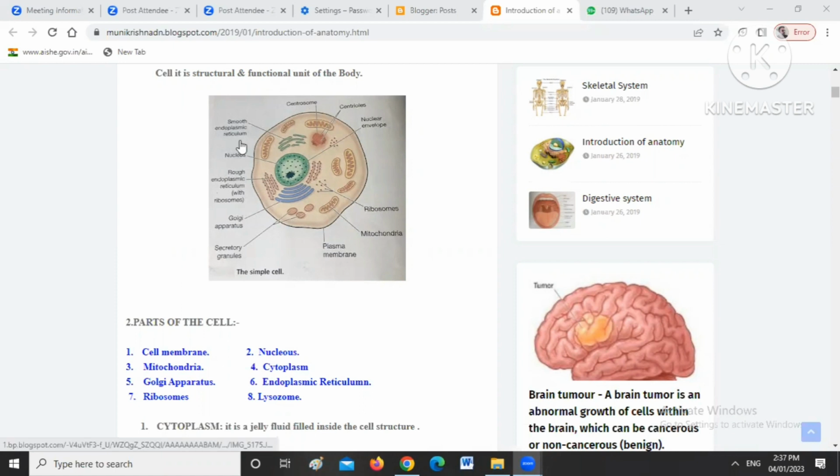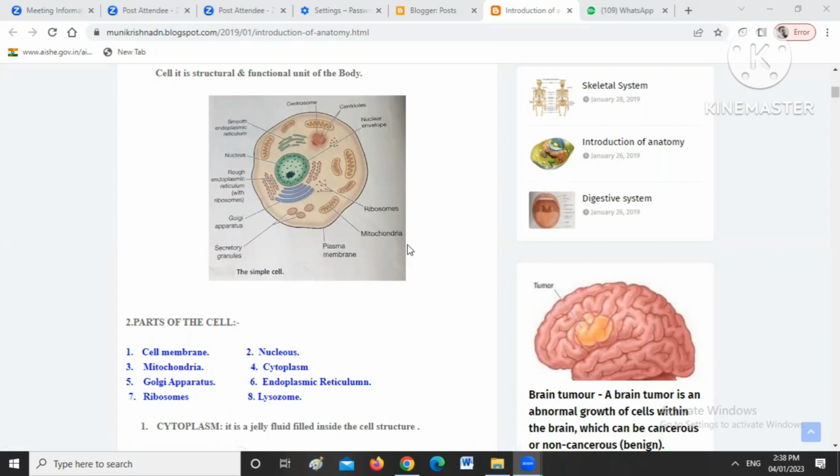So first one, cell membrane. Cell membrane is nothing but an outer covering layer of the cell. Cell membrane we also call as plasma membrane. Did you get it? Cell membrane is also called plasma membrane. Okay, now we'll see one by one.